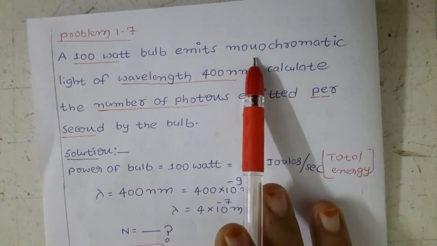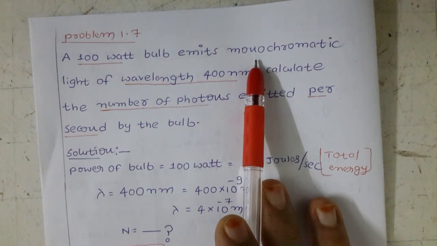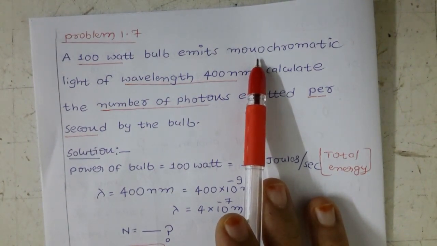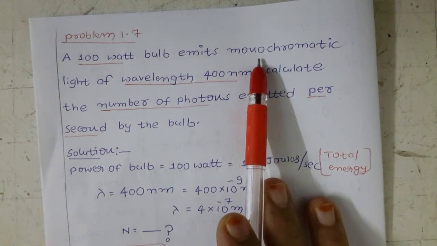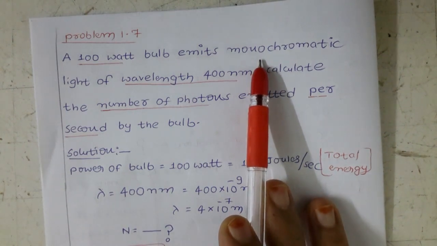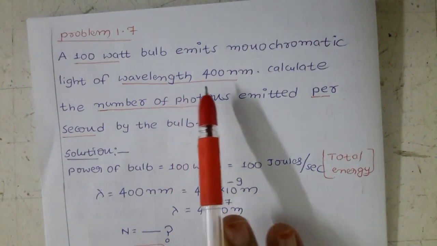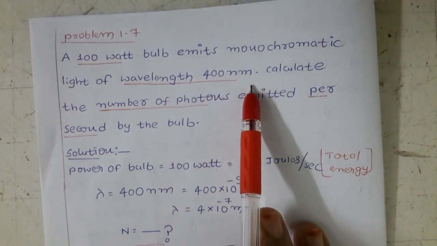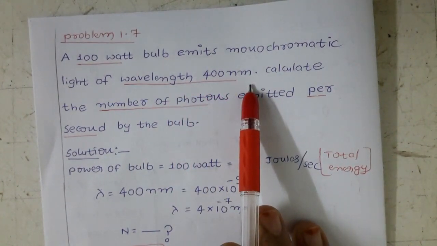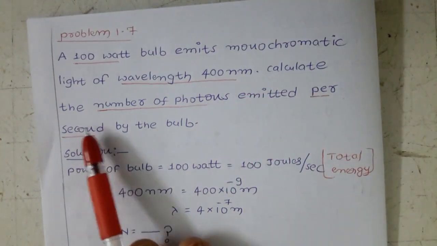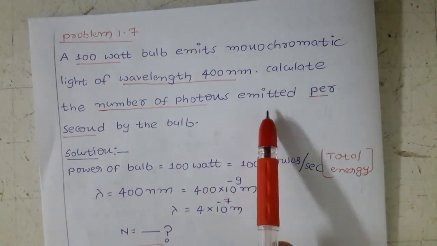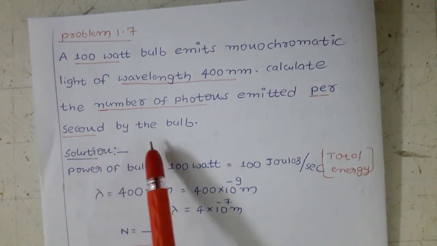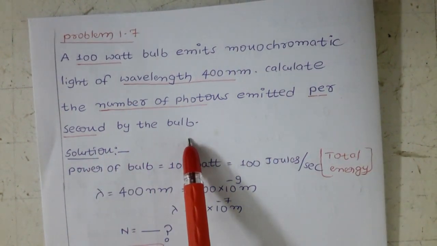Monochromatic means having only a single wavelength. For example, if you talk about VIBGYOR, we have violet, indigo, and red; each light has a different wavelength. Monochromatic means having a single wavelength. That wavelength given here is 400 nanometer. What are they asking? Calculate the number of photons emitted per second by the bulb.